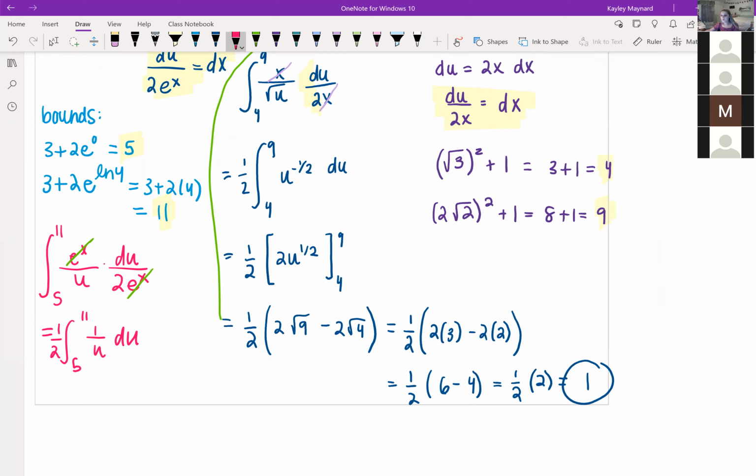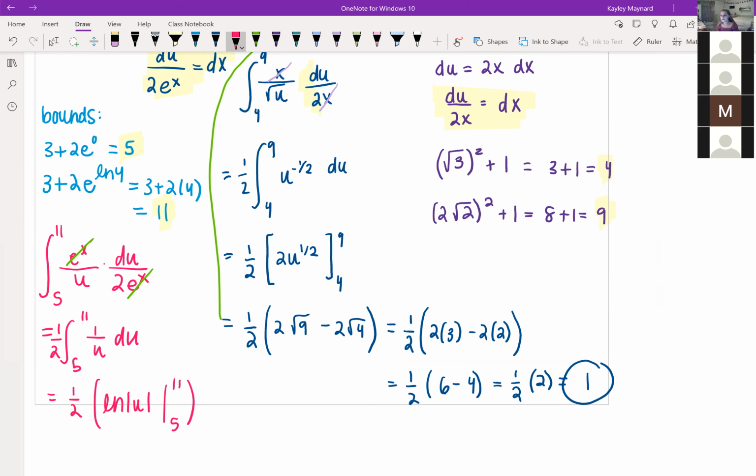Okay, this is now transformed into a much simpler problem that you all know how to integrate. So this is equal to 1/2, and then the integral of 1 over u is ln of the absolute value of u. So this is ln of u, and we need to evaluate it from 5 to 11.